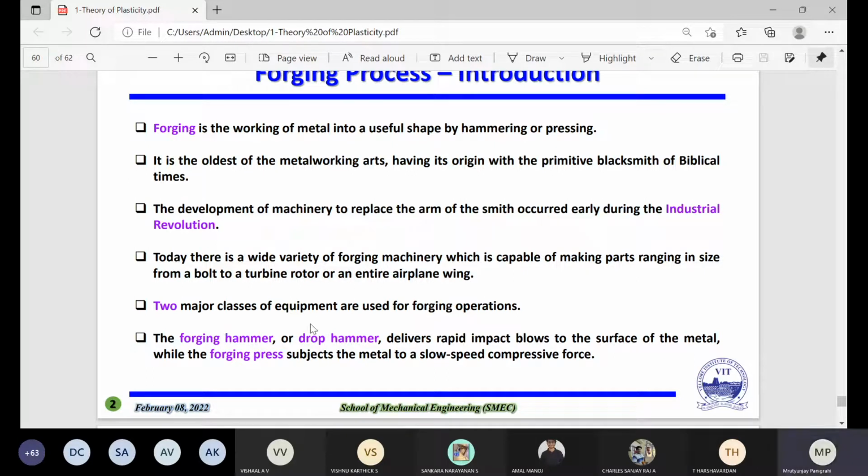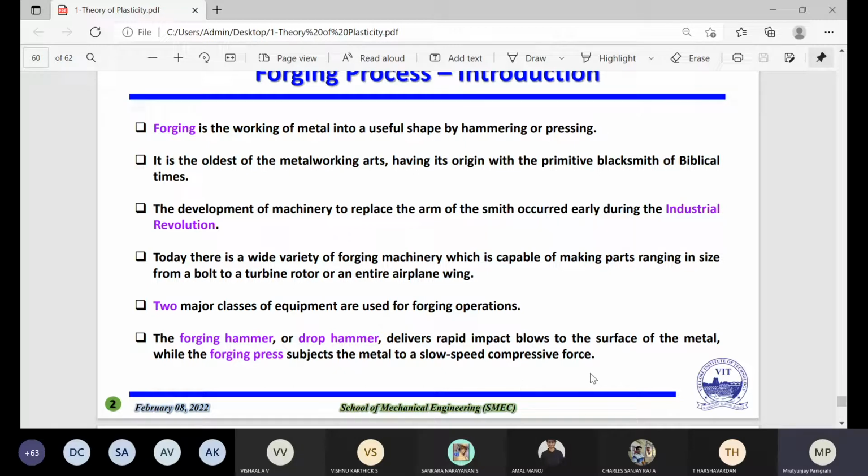Two major classes of equipment are used for forging operations. One is the forging hammer or the drop hammer, known as the manual forging process, the hammering we are talking about. This delivers a rapid impact blow to the surface of the metal, because you are giving the force at high speed or high velocity, while the forging press subjects the metal to a slow speed compressive force.